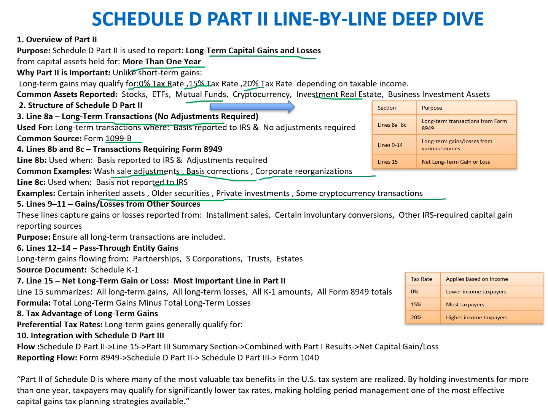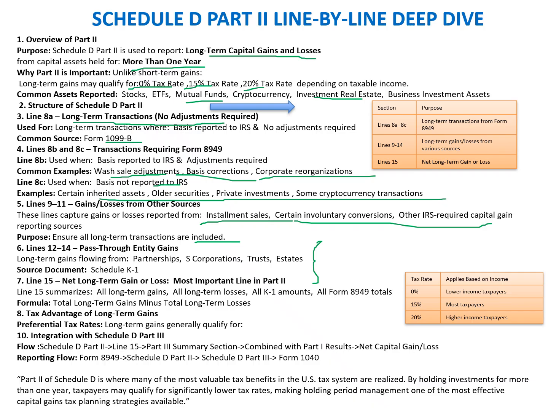Lines 9 and 11 are gains and losses from other sources. These lines capture gains and losses reported from installment sales, certain involuntary conversions, and other IRS-required capital reporting sources. The purpose is to ensure that all long-term capital transactions are included. Then we have lines 12 to 14, which again speak about pass-through entities. We'll talk again in detail about pass-through entities.